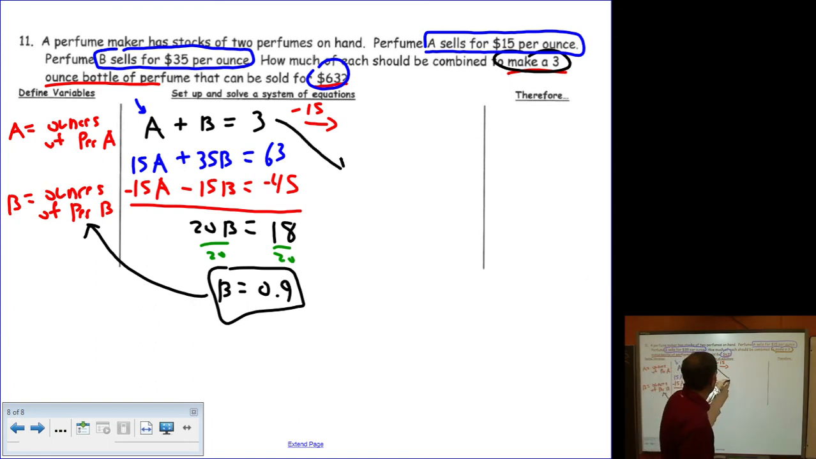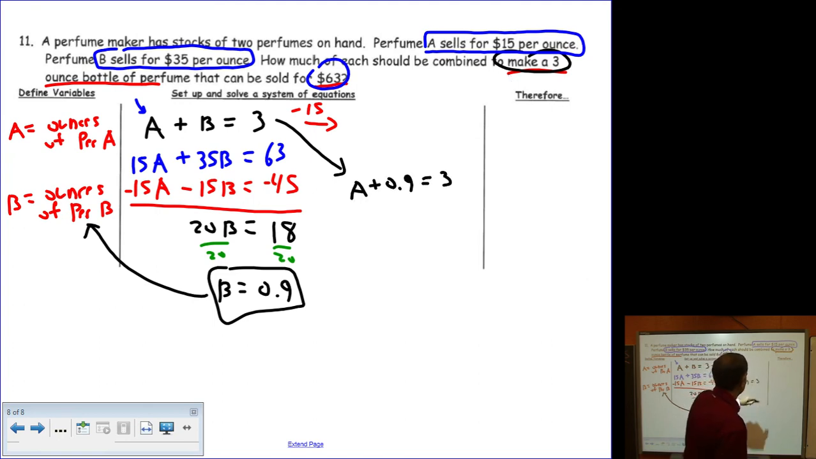And I'd probably go ahead and put that into this equation: A plus 0.9 equals 3. And if you subtract 0.9 from both sides, you get 2.1.